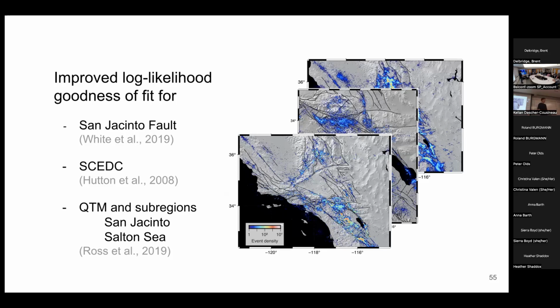So can I ask one question? For the SCEDC entire region, you are using one ETAS model, like a 5 parameter? It doesn't matter. It should be different, right? Even though people use ETAS in space and time.